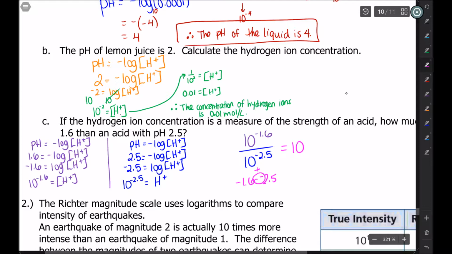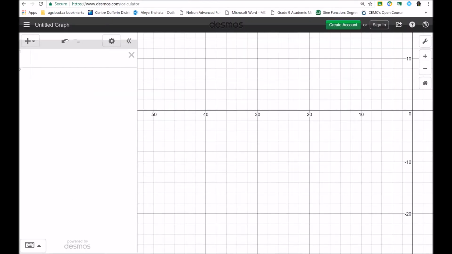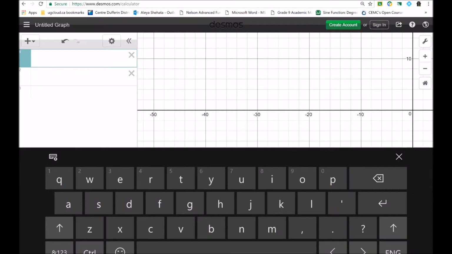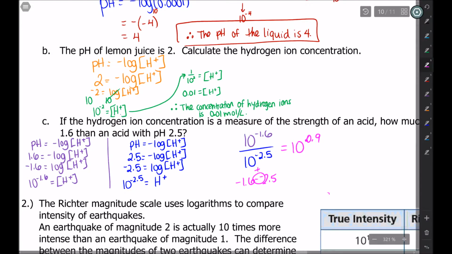So I end up getting 10 to the power of 0.9. I'm going to type that into either Desmos or a calculator, whatever you prefer. So let's type it into Desmos right here. I'm going to type in 10 to the power of 0.9, and I end up getting about 7.94. So right here, I get approximately 7.94.